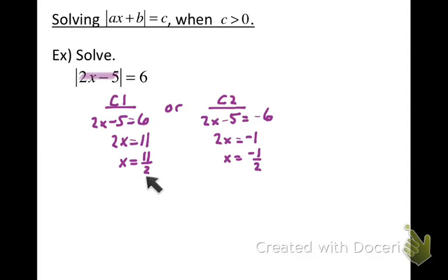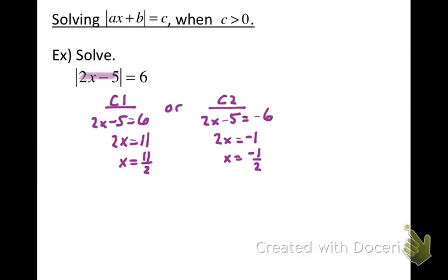Always when you're checking solutions, make sure you plug into the absolute value equation, the original equation. Don't plug them into the two cases. All right, that'll be misleading for you later on. If I plug in 11 halves into the original equation, well, 2 times 11 halves is 11. 11 minus 5 is 6, and the absolute value of 6 is 6, right? If I plug in negative 1 half, 2 times negative 1 half is negative 1. Negative 1 minus 5 is negative 6, and the absolute value of negative 6 is also positive 6.